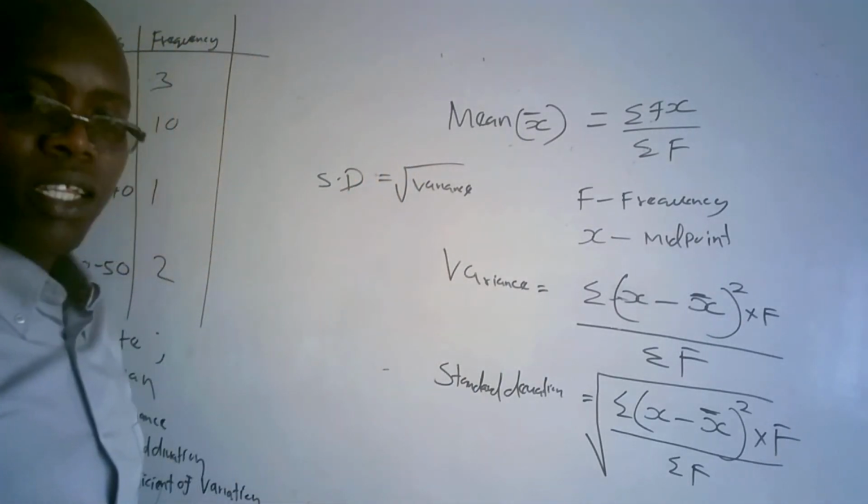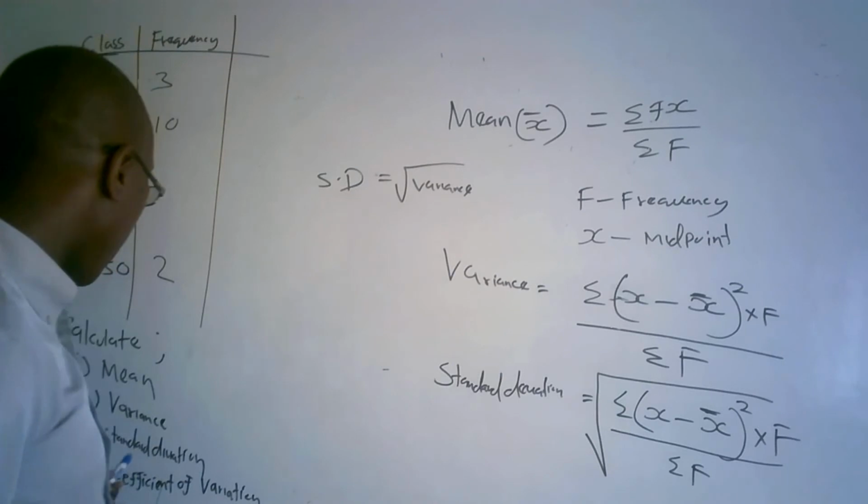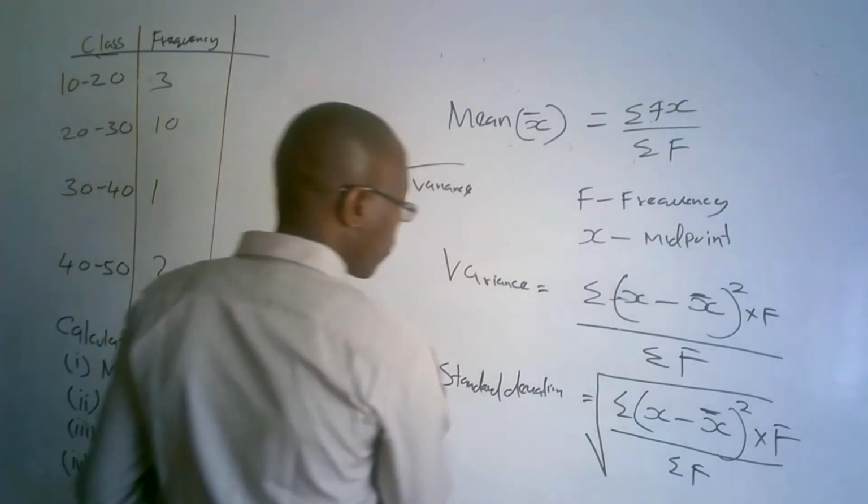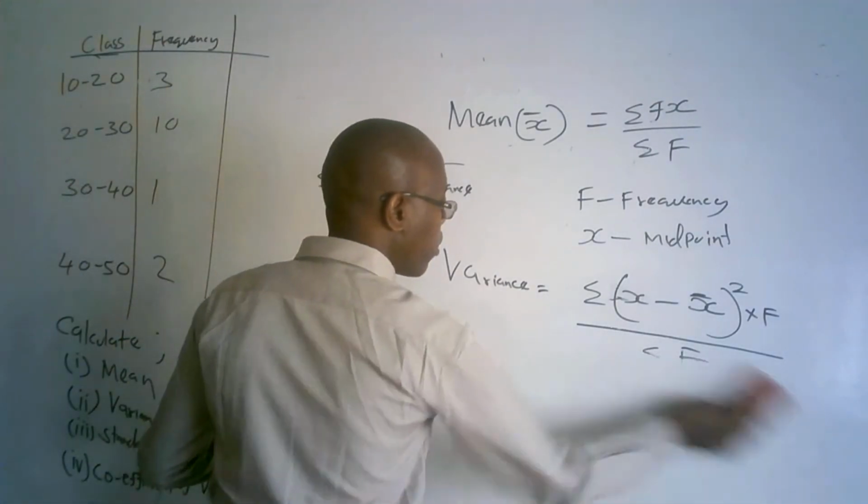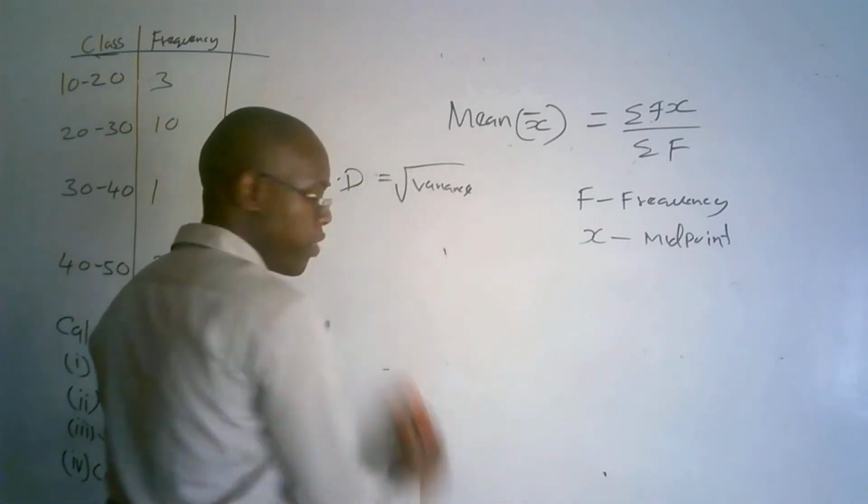The other thing that we need to know is how do you get the coefficient of variation? How can we get the coefficient of variation?